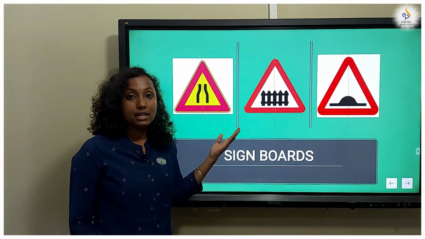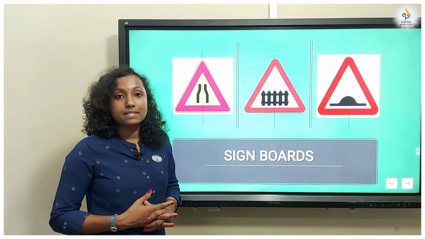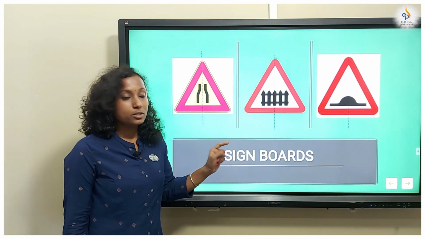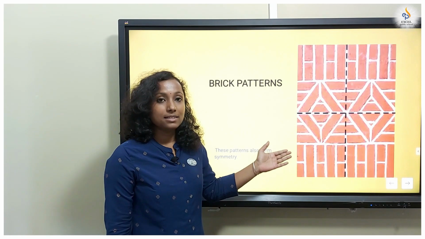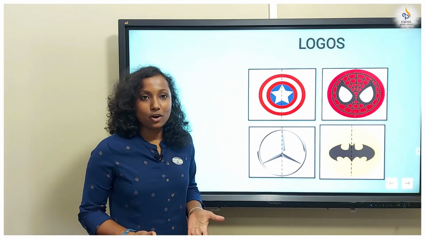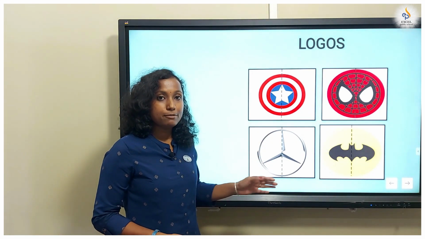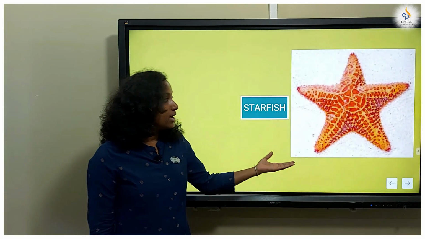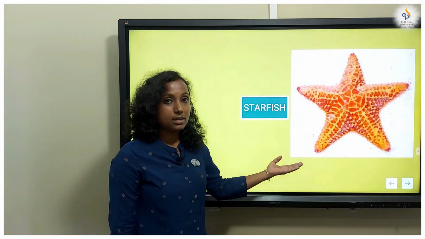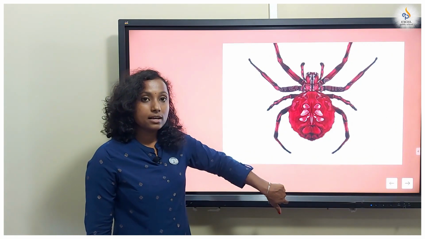Where else do we find symmetry? Yes, in traffic sign boards. We also observe symmetry in traffic sign boards. Look at this brick pattern. This pattern has two lines of symmetry. I am sure you all are familiar with these logos. They are also an example of symmetry. Look at the shape of the starfish. This starfish is also an example of symmetry.